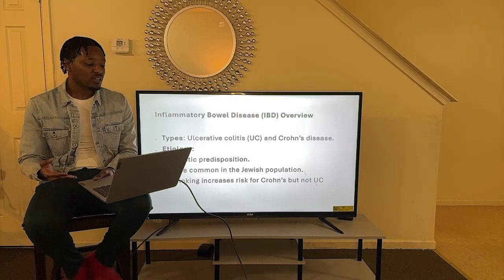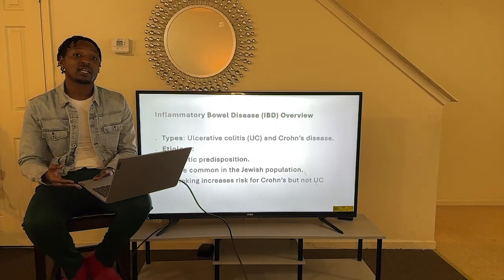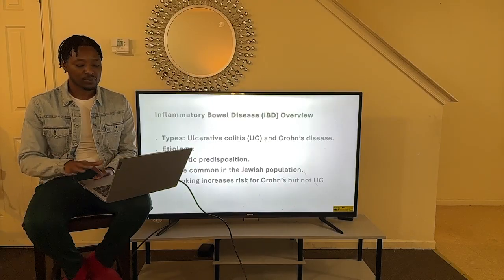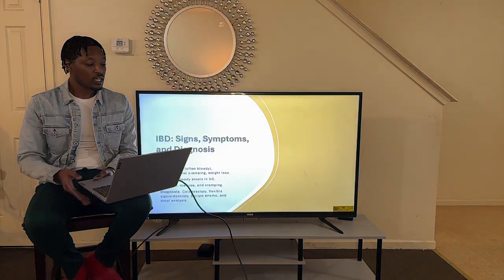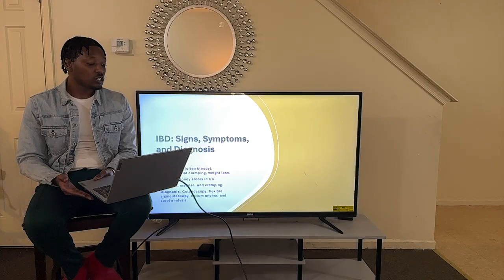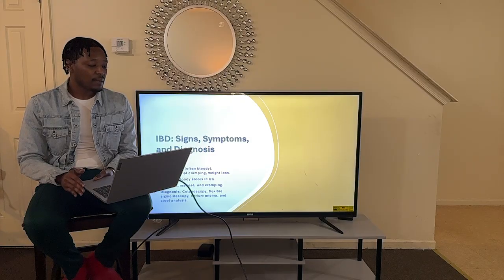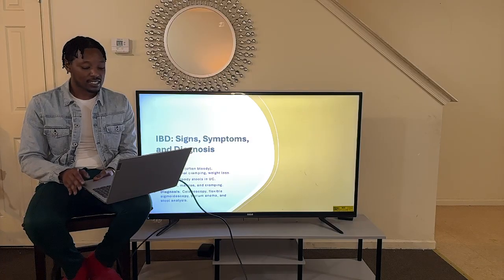These are genetic predispositions, and more common amongst the Jewish population. Smoking increases the risk for Crohn's disease, but not for ulcerative colitis. Signs and symptoms include diarrhea, which is often bloody, abdominal cramping, and weight loss. More bloody stools in ulcerative colitis, and a fever, malaise, and cramping. Diagnosis includes a colonoscopy, flexible sigmoidoscopy, a barium enema, and a stool analysis.